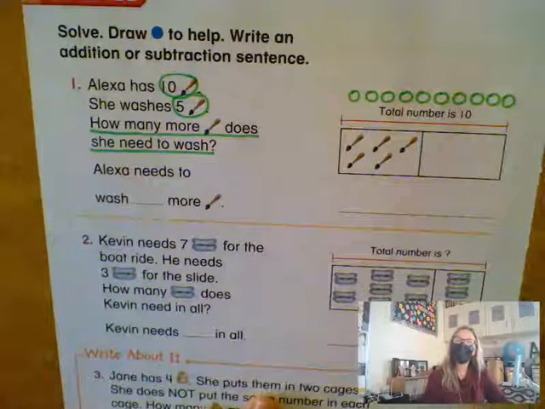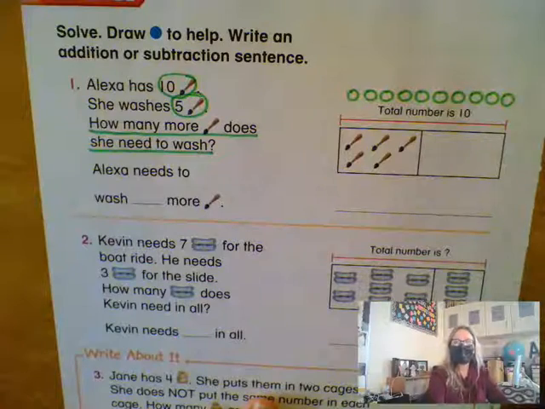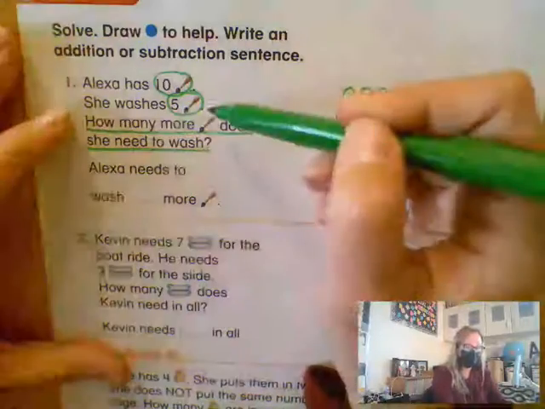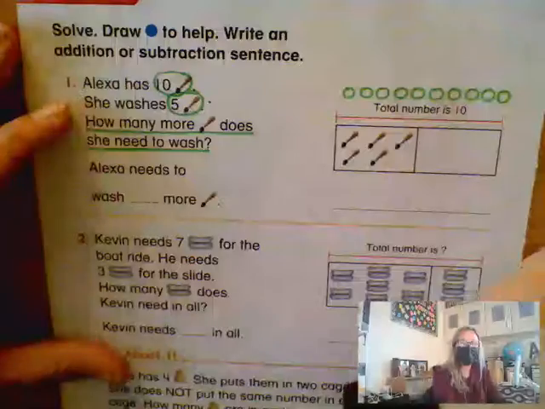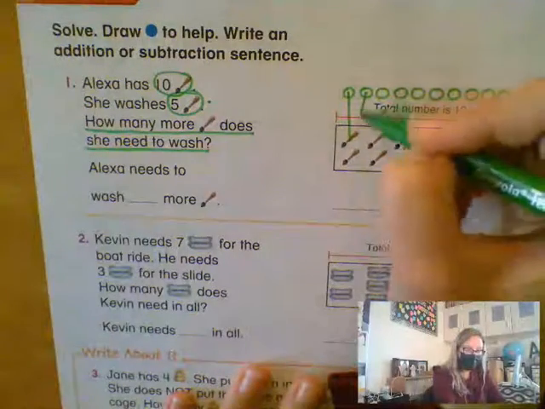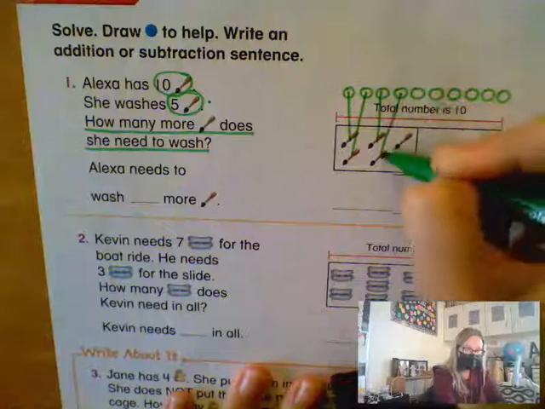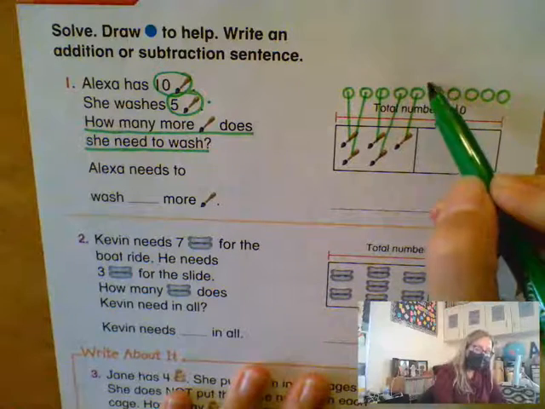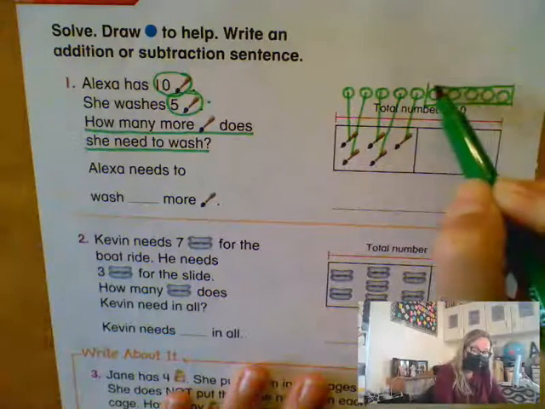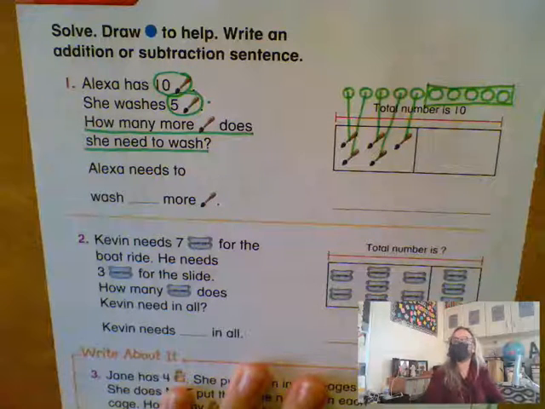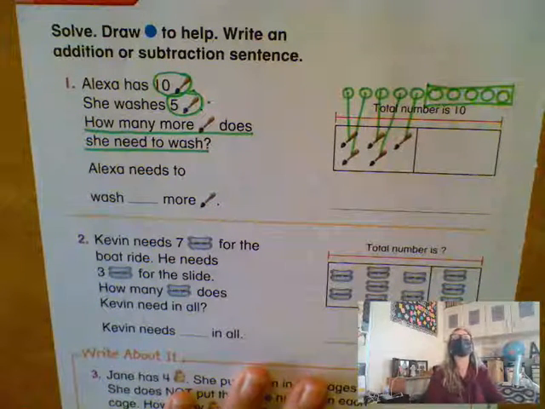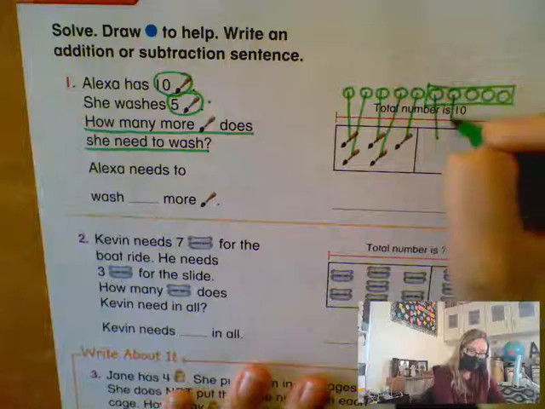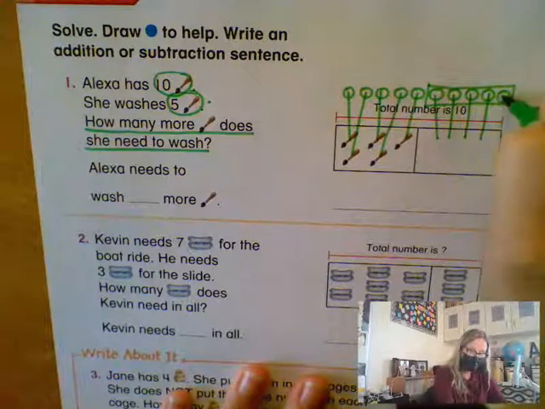Mateo, I need you to sit down, darling. Yep. All right. So these are her paintbrushes, and she's washing them. How many has she already washed, Noah? 5. So we can go ahead and connect 1, 2, 3, 4, 5. Those ones are already washed. So this number, the number left, is going to be the number that still need to get washed. How many, Camilla, still need to get washed? 5. 1, 2, 3, 4, 5.